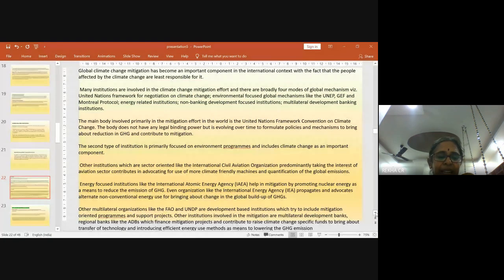The other multilateral organizations try to include mitigation-oriented programs and support projects. See, the other institutions involved in the mitigation are multilateral development banks, regional banks like ADBs, which finance mitigation projects and contribute to raise climate change specific funds to bring about transfer of technology and introducing efficient energy use methods as a means to lower the greenhouse gas emission.